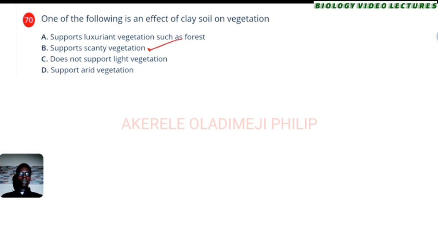Okay. Well, arid vegetation means, I think let's work with D. Arid means like grassland, nothing really. Wow, this is a bit... I'll go with B, please. Scanty vegetation. Clay soil doesn't really help plants grow all that much, right? Let's work with that, please.